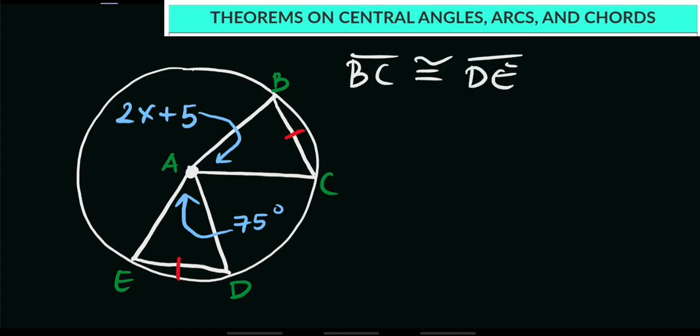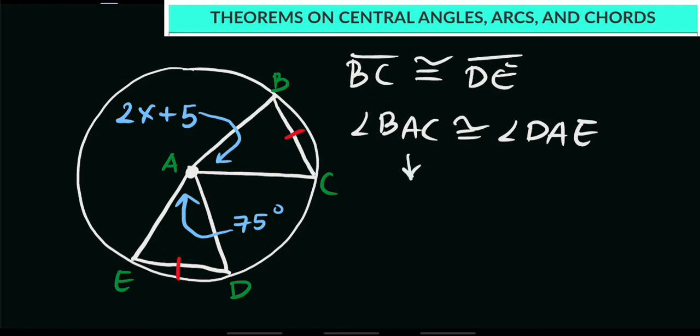Okay, so if we have this given set of values, according to our theorem, their corresponding central angles are also congruent. So that means angle BAC is also congruent to angle DAE. According to our figure, BAC is equal to 2x plus 5. Alright, so let's find the value of x. So we have 2x plus 5, and the value for DAE is equal to 75 degrees. Let's solve for x, okay?